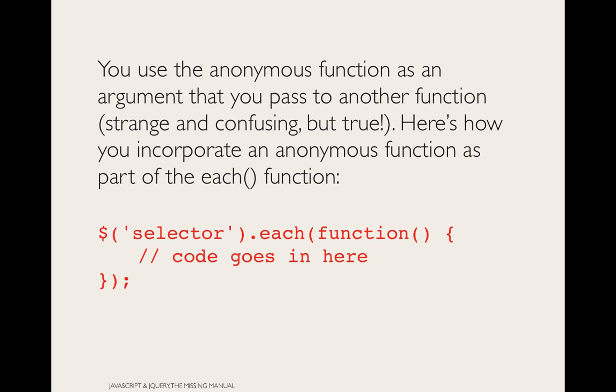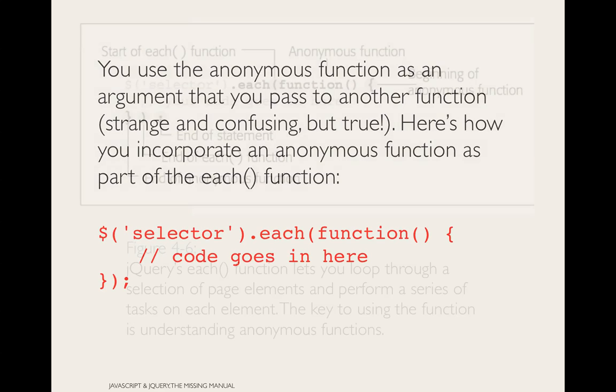Now, you use an anonymous function as an argument to pass to another function. Ooh, that's a little strange and confusing, but it's true. Here's how you do that. See, we've got this jQuery selection. You know how to do that on the left-hand side. You've got .each as a method, and inside, as a parameter of the .each method, you've got this anonymous function that's collecting several pieces of code together that's going to run as it steps through and loops through all the results of that jQuery selection. It's a bit to take in, so just take your time on this one.